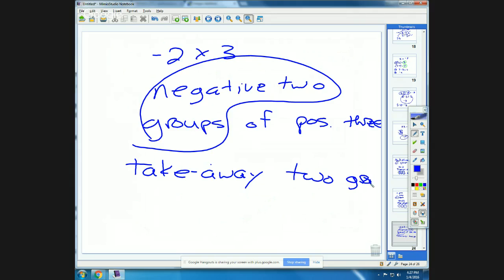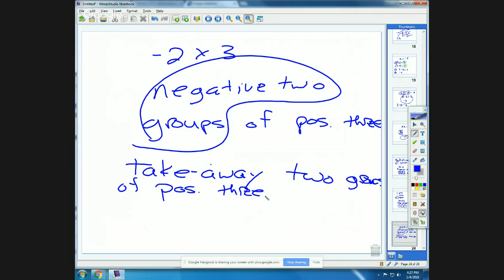Take away 2 groups of positive 3. From what? Usually we take away from something. What do we have to start with here? Nothing, really. So we're starting with nothing. So we have to somehow represent nothing, but still be able to take away 2 groups of 3.